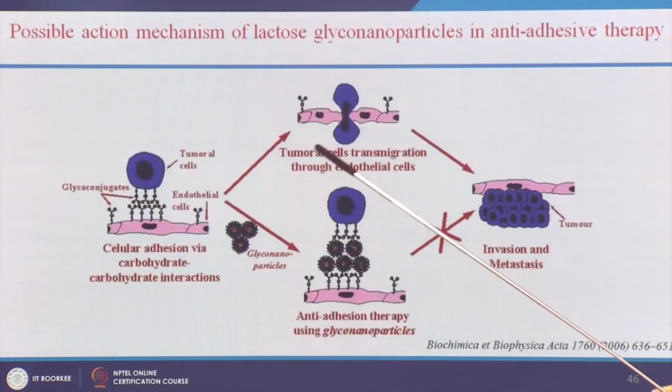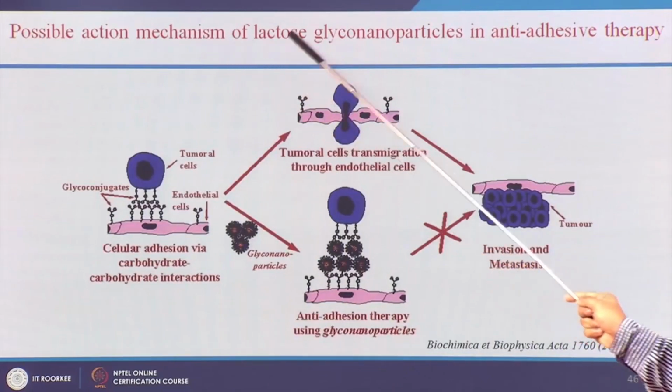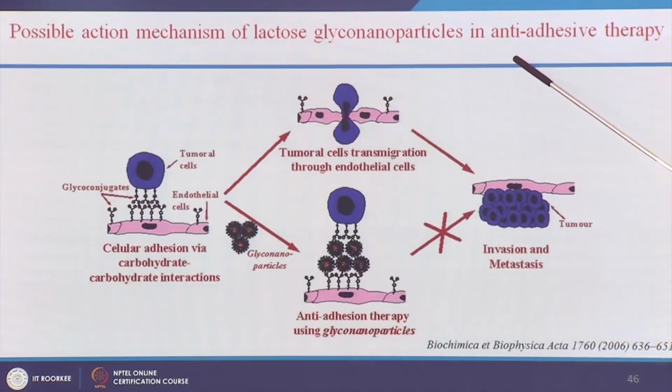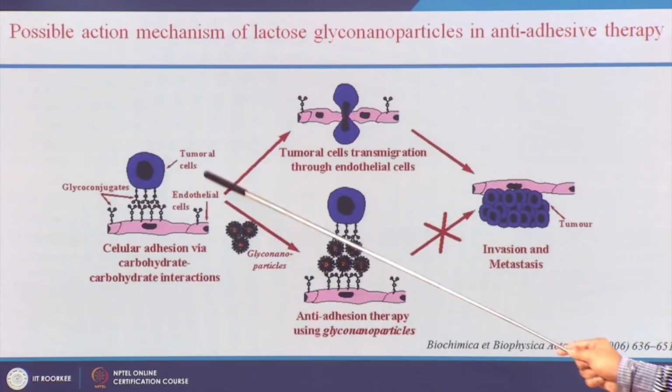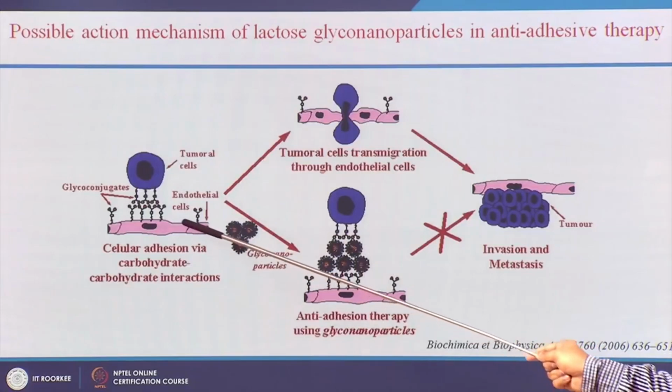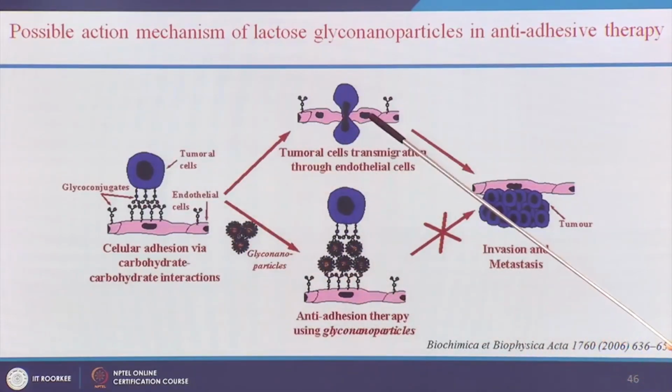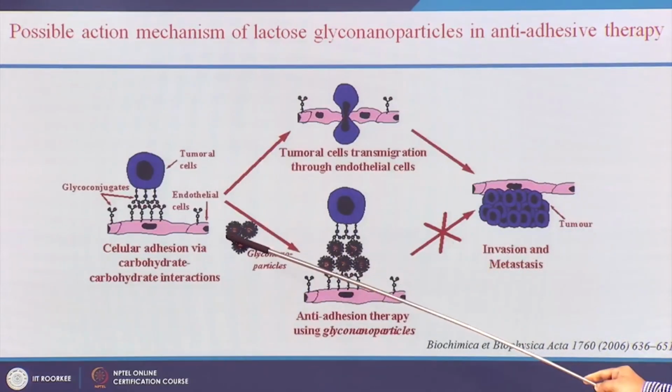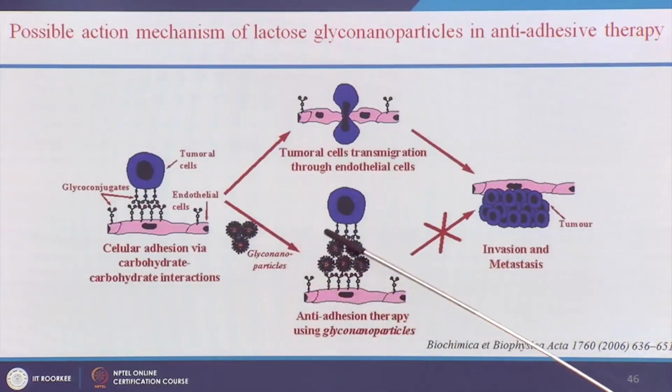So let us see another example. We can also have the lactose coated glyconanoparticles for anti-adhesive therapy. It can be useful for cancer therapy. Usually the tumor cells will come and bind to the endothelial cells, okay, and the tumor cells transmigrate through the endothelial cells and it will grow, okay. This step is called as metastasis. So how can we prevent this? We can make the glyconanoparticles which can block the attachment of this tumor cell to the endothelial cells and it will prevent the invasion and metastasis.